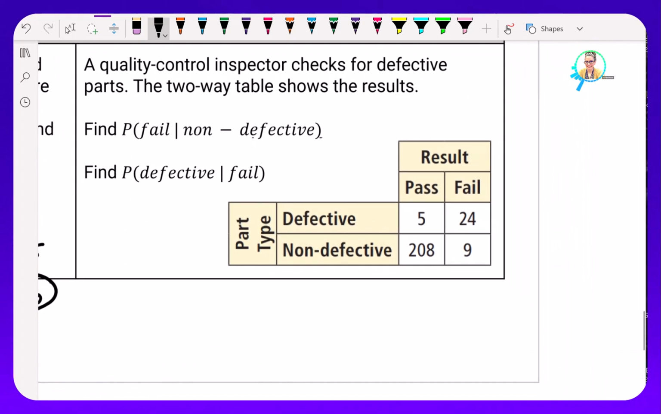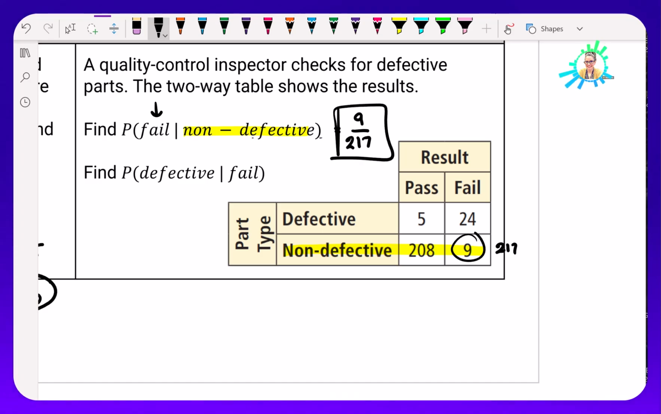Okay, on this second one, we're going to focus on this condition here. This is non-defective, so we're going to look at total non-defective. We're looking for failures. So that would be 9 out of, now remember you're only looking at this row, so if you add 208 plus 9, you get a total of 217.